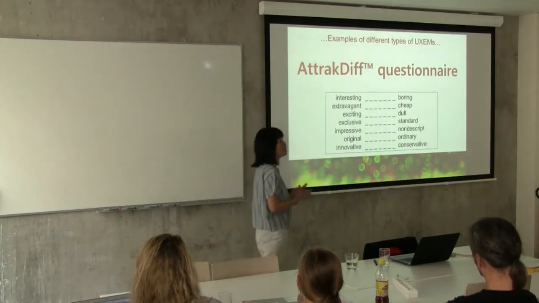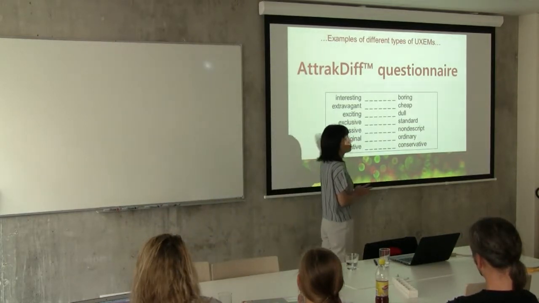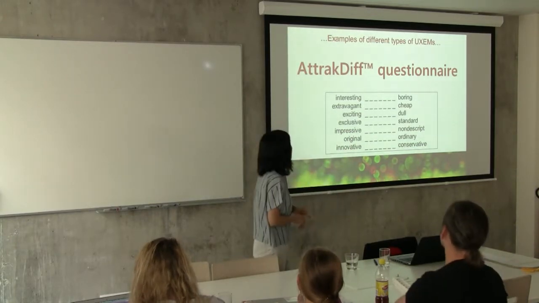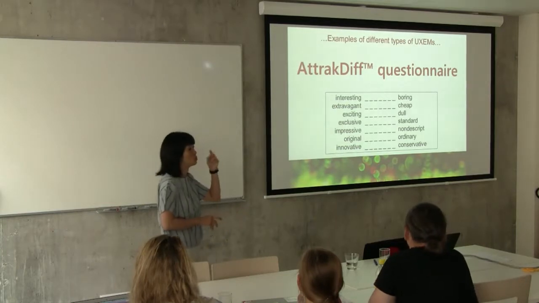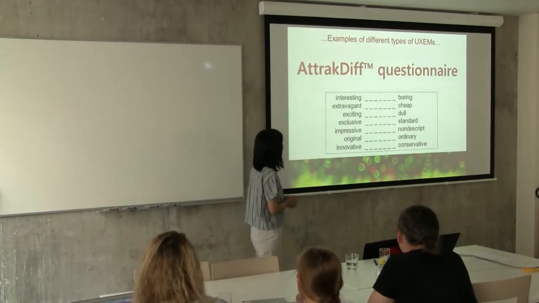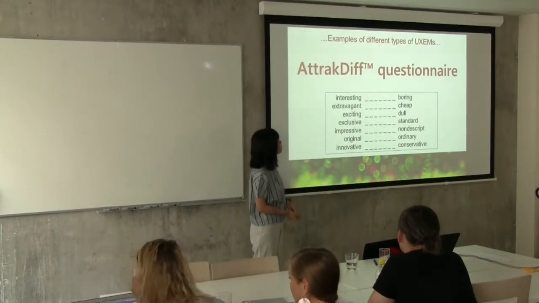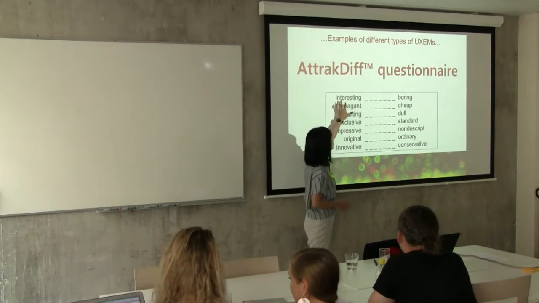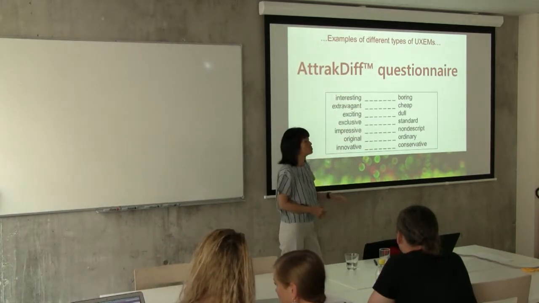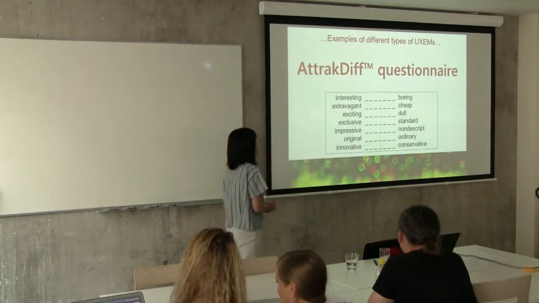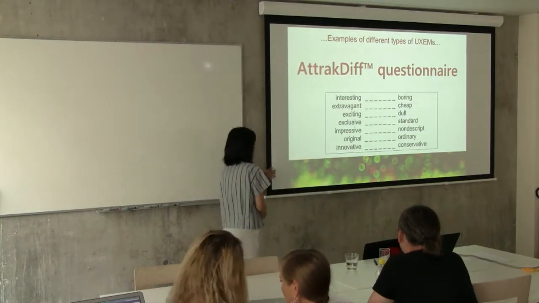Another one, which I think maybe some of you are already quite familiar with, is AttrakDiff. Now it's actually AttrakDiff 2, version 2, or maybe even 3. AttrakDiff is this kind of a scale. It's a set of pairs of contrasting adjectives: interesting versus boring, extravagant versus cheap, exciting versus dull, and so on.